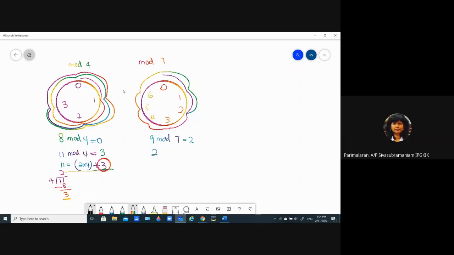What is 2 mod 7? 2 mod 7 is 2 because 2 divided by 7 gives you a remainder of 2. So 9 mod 7 is also 2. So 2 and 9 have the same remainder. What is the next number? What else has a remainder of 2 after 9?